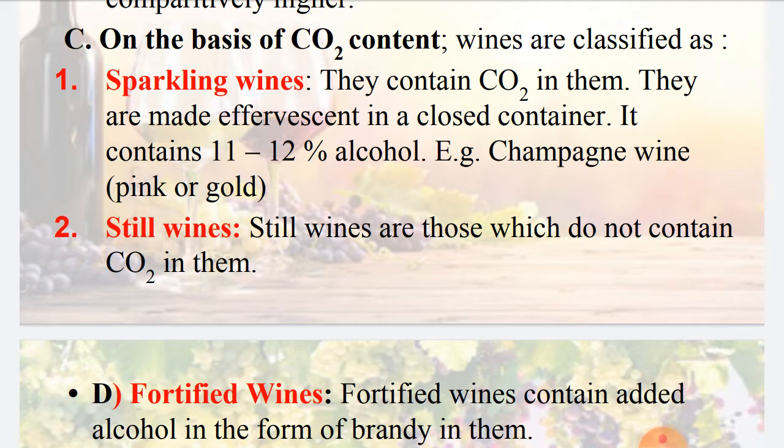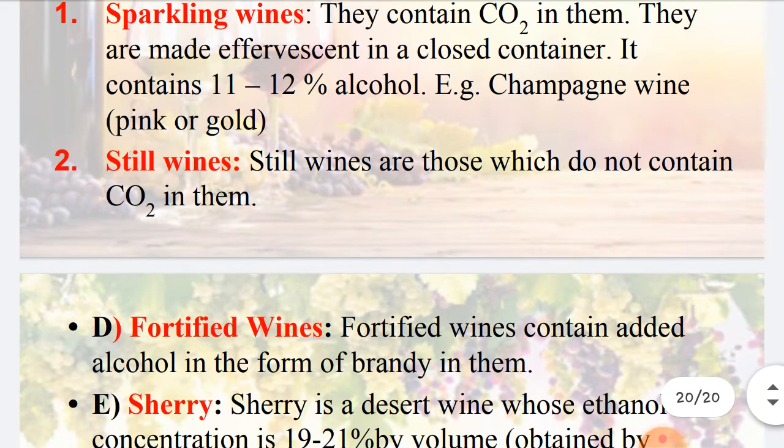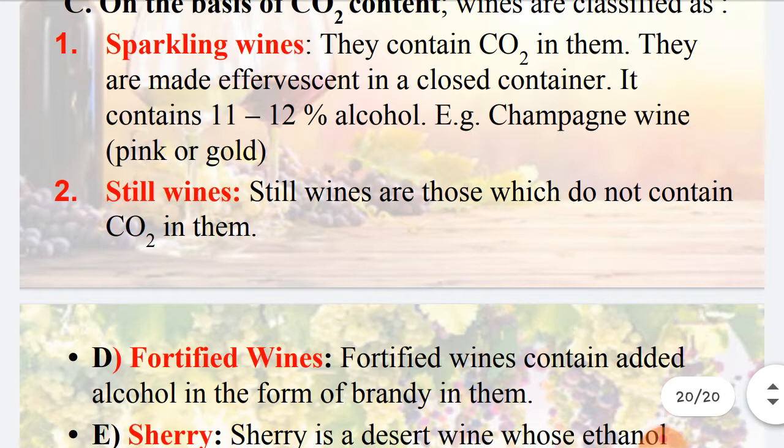The third criteria for classifying wines is on the basis of CO2 content. On the basis of carbon dioxide content, wines are classified as sparkling wines and still wines. Sparkling wines contain carbon dioxide. They are made effervescent in a closed container by bubbling CO2 into the wine, and they contain 11 to 12% alcohol. For example, champagne, pink or gold champagne.